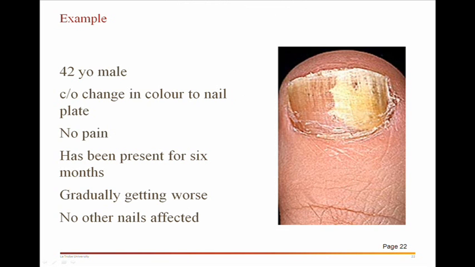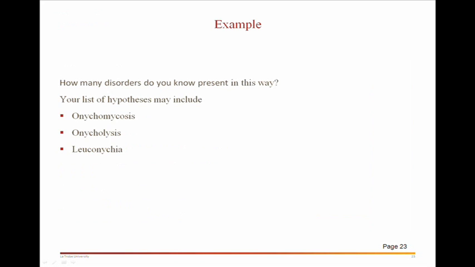Another example, a 42-year-old male complaining of a change in colour to the nail plate. There's no pain. The changes have been present for 6 months. They're gradually getting worse and no other nails are affected. You would think to yourself, perhaps, how many disorders do I know that present in this way? The list of hypotheses may include onychomycosis, onycholysis, and leukonychia.